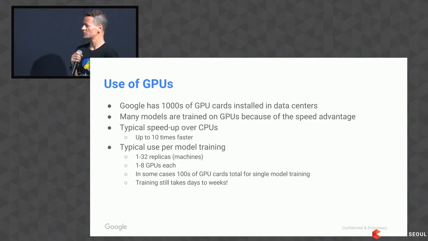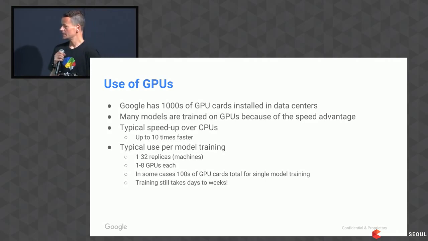So typical use per model training is that we use between 1 and 32, we call them replicas. Those are machines. And then we use 1 to 8 GPU cards each. In some cases, we have models that are trained on hundreds of GPU cards total for a single model training, and it still takes a week. But those models have almost 1 billion parameters, so that's why it takes so long.